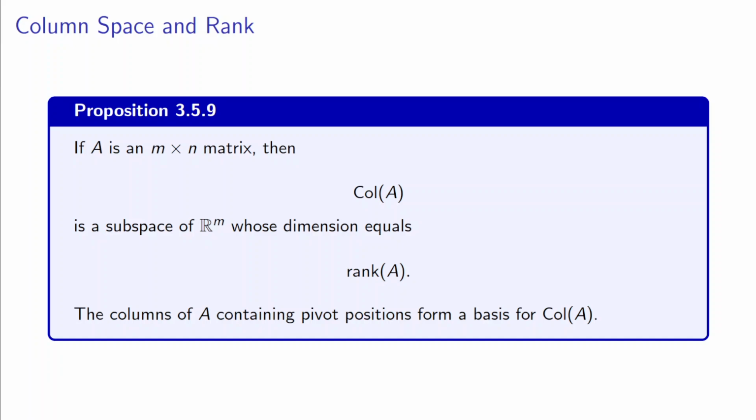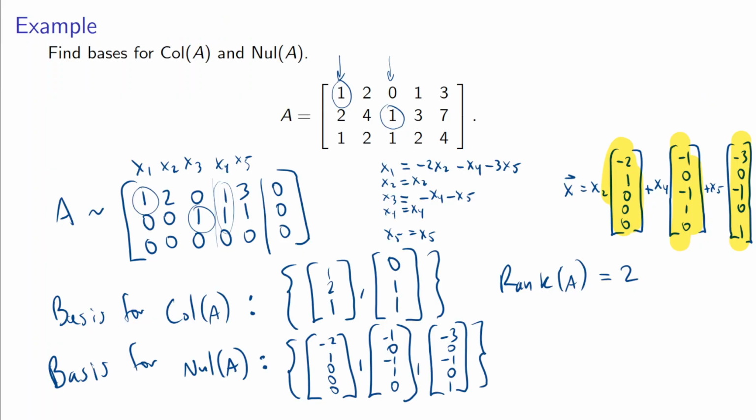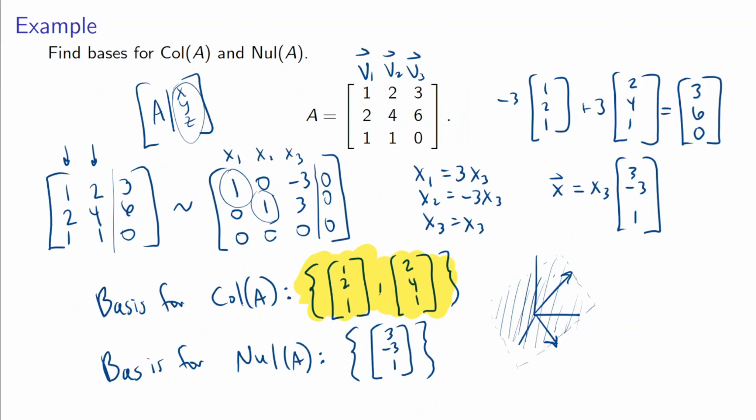Proposition 3.59: if A is an m by n matrix, then Col A is a subspace of R^m whose dimension equals the rank of A. A reminder, the dimension is just the number of vectors in a basis. And so we can go back to each of our examples. The dimension of the column space of A was 2. So let's fill that in here.